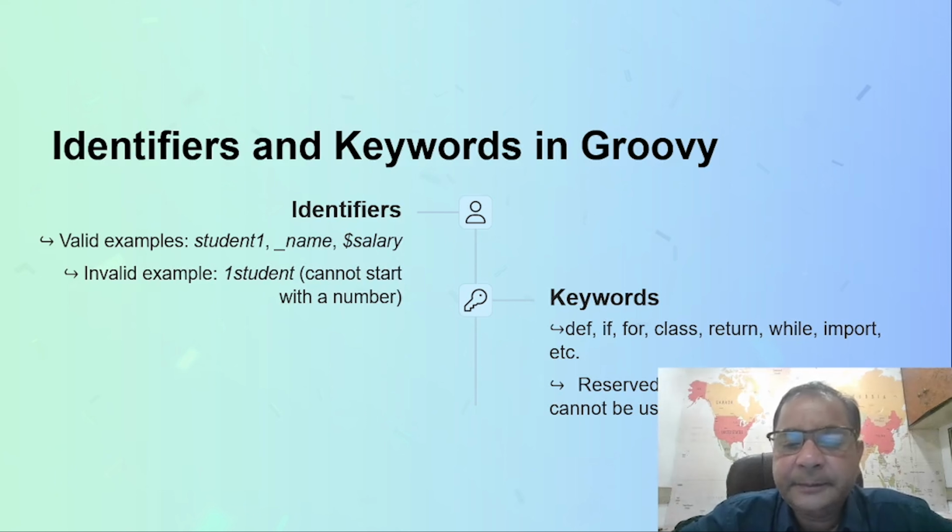And then keywords: def, if, for, class, return, import. So these are the keywords. As you know, keywords are words which are language specific. You cannot make those keywords. Keywords are reserved to have a specific meaning for the compiler. Groovy has all the keywords used in Java, which are also valid for Groovy.